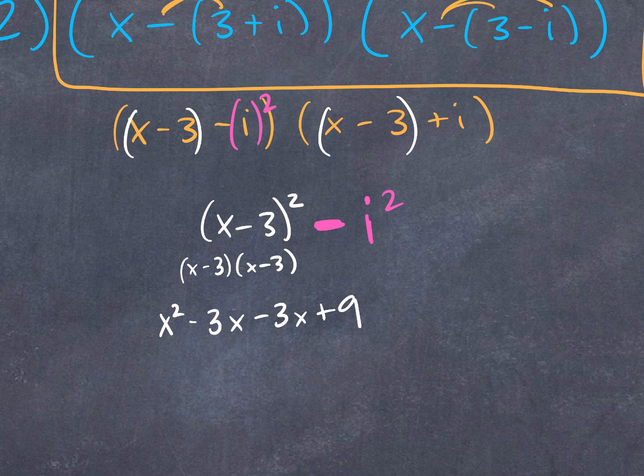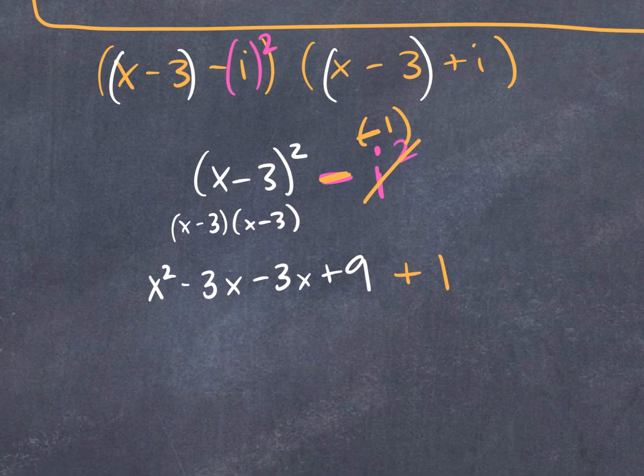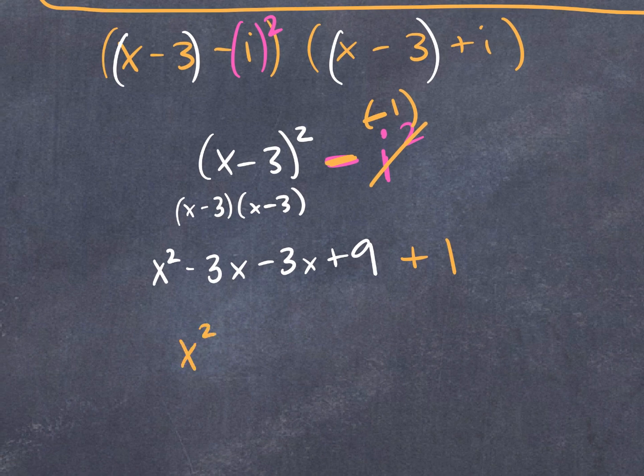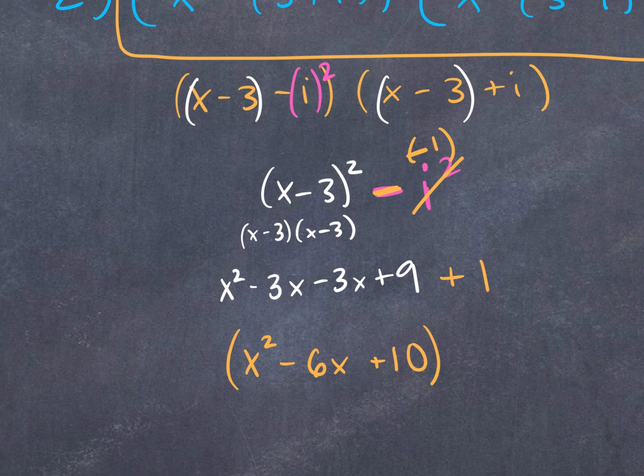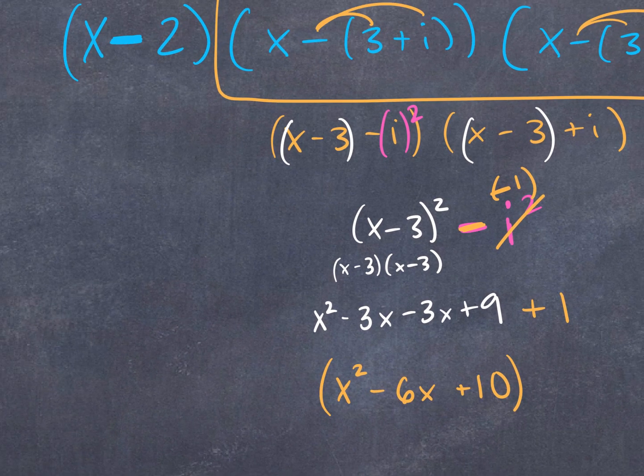Now we have to think back to when we dealt with imaginary numbers. What is i squared? Negative 1. So I would change the i squared to negative 1. What is minus negative 1? Plus 1. So this turns into plus 1 because it's minus a negative. What do I need to do next? Combine like terms. So we have x squared minus 6x plus 10. Am I done? No, what am I missing? I still have to multiply that third piece, that x minus 2.